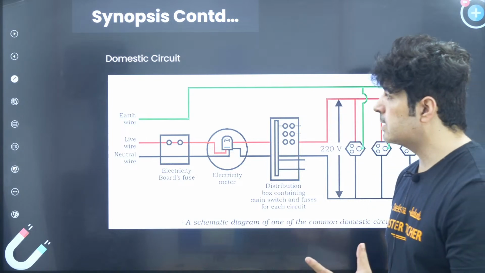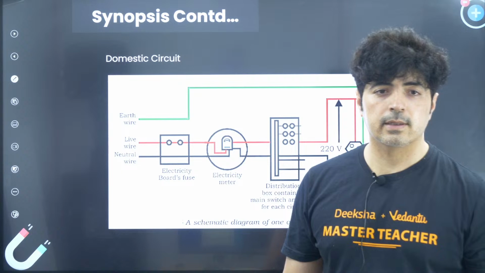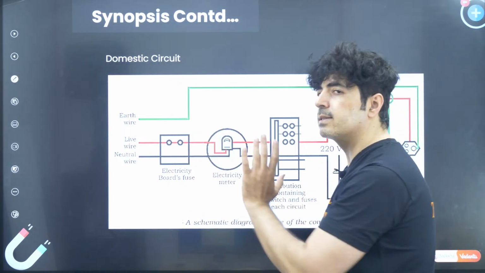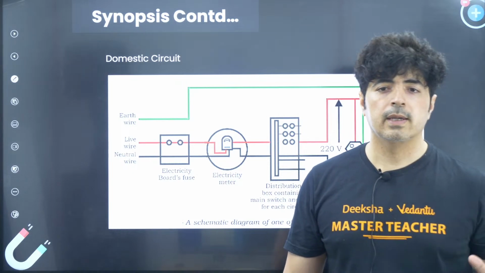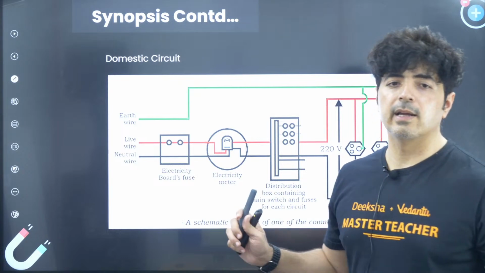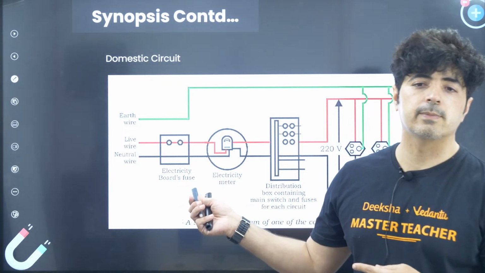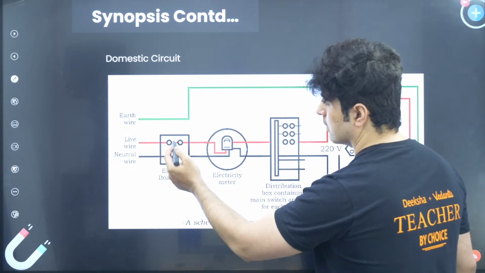The important job of the fuse is, if there is a high current, then this fuse melts, breaks the circuit and stops the current. This is the job of a fuse. It sacrifices itself. Like we say, बलि का बकरा, this is the बलि का बकरा. This is your electricity fuse.